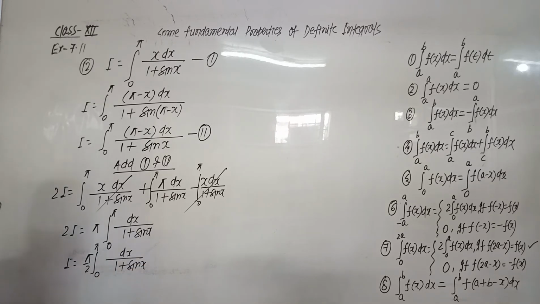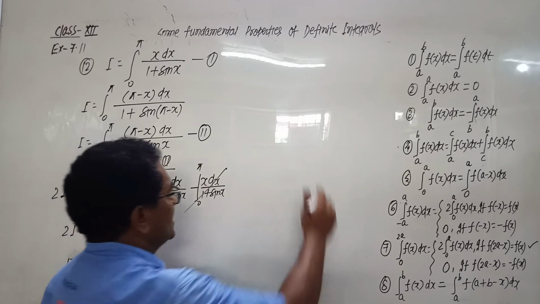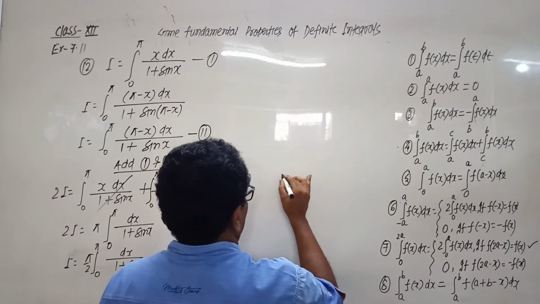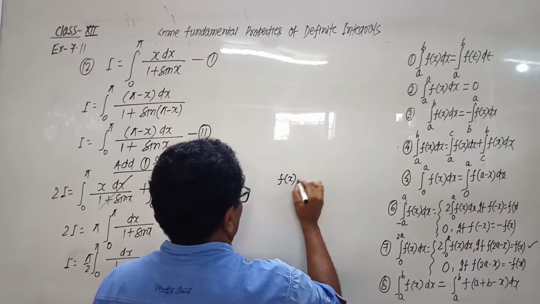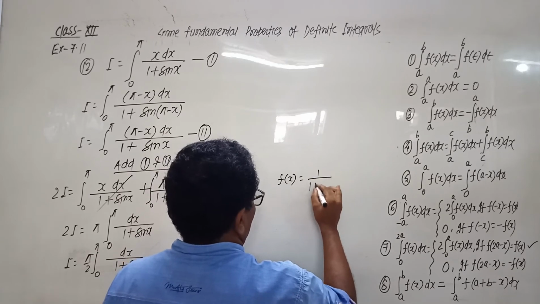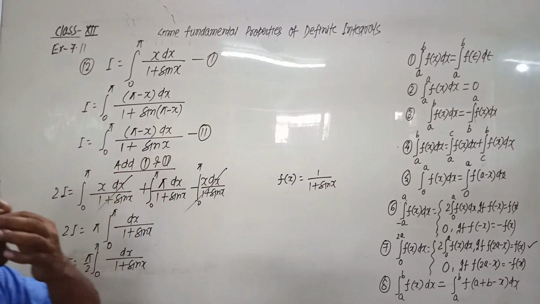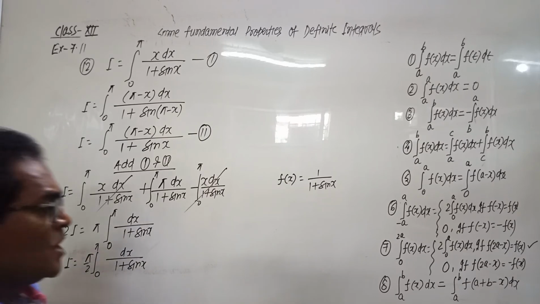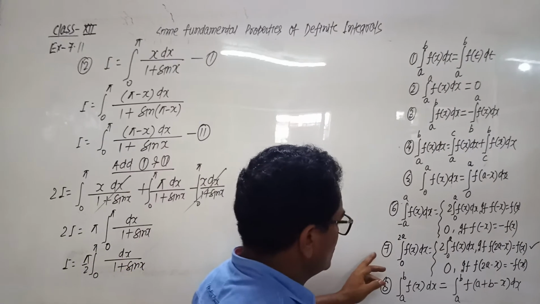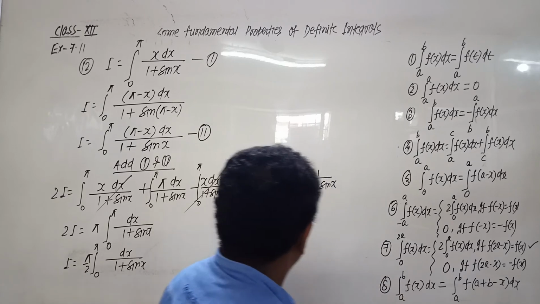Now our function is dx upon 1 plus sin x. Our function f(x) equals 1 upon 1 plus sin x. Here we use property number 7.